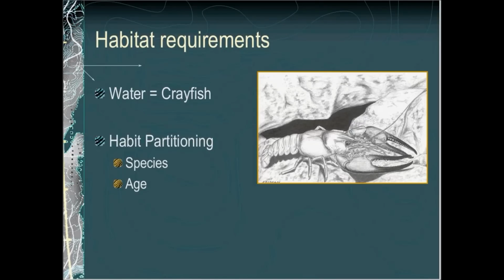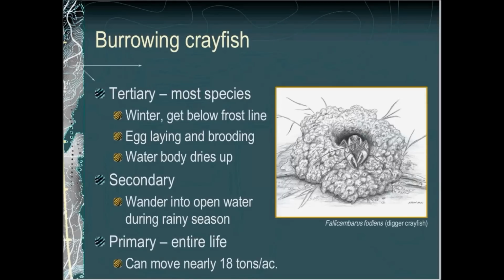Now, all crayfish burrow at least a little bit. Most of the ones that we've got, and in fact, most of the crayfish are tertiary burrowers, meaning that they'll either burrow out of convenience, or they burrow in the winter to get down below the frost line. They burrow underneath a rock to keep from getting eaten. The females, as she's laying eggs and brooding the eggs, will hide underneath large rocks to protect those eggs. Occasionally, if the water body will dry up, they can actually burrow down to the water table if it's high enough.